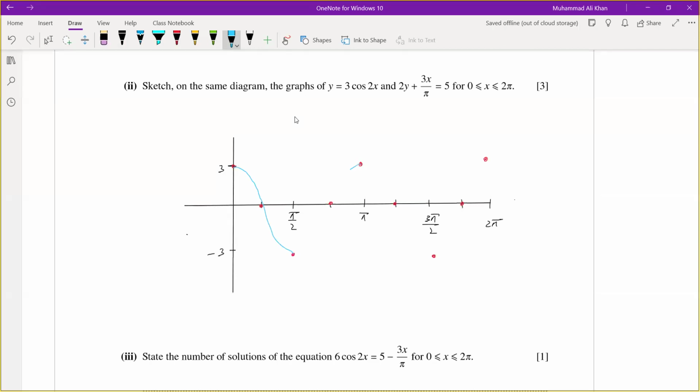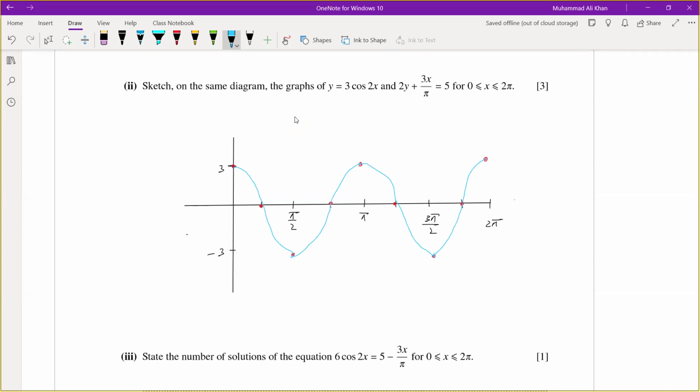Here and here. This one and this one. ठीक हो गया था. ये cos curve बन गया. अब लाइन हमें sketch करनी है यहाँ पर.